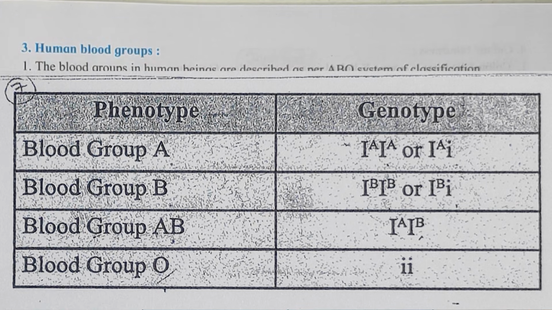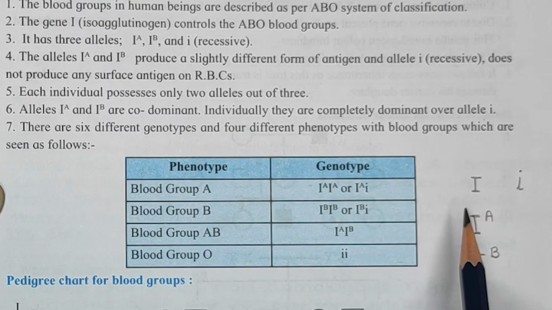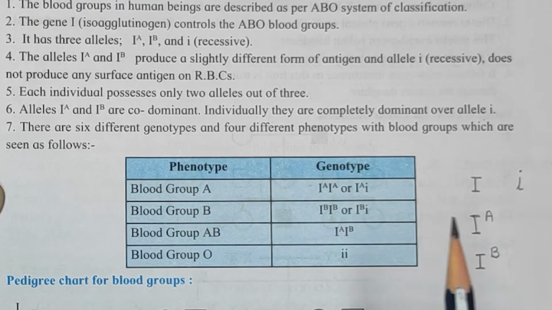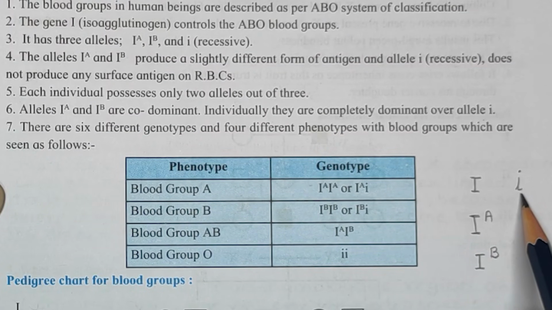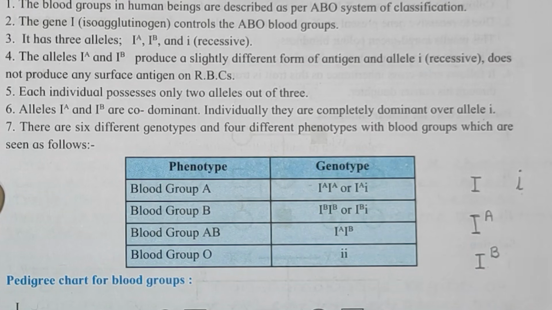And they show the codominance type of inheritance. Now here, this I gene, which is also called isoagglutinogen, controls the ABO blood group. It has 3 alleles. Which are those 3 alleles? IA, IB, and small i. Alleles IA and IB produce slightly different forms of the antigens, while the allele i is recessive and does not produce any surface antigens for the RBCs.